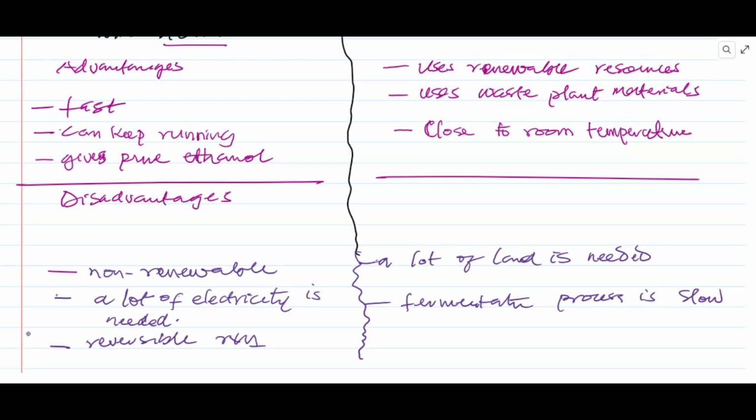Another thing is that, remember, we have to distill the ethanol that we made from this reaction. So the ethanol made by fermentation is not pure. It has to be fractionally distilled before it becomes pure. So compared to the one that is made by a reaction between ethene and steam, it is not as pure. That is a disadvantage.